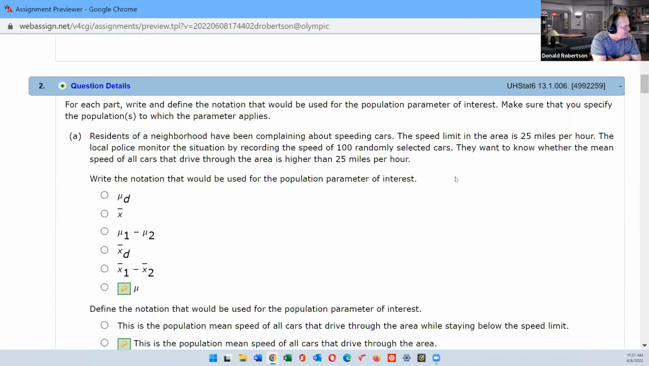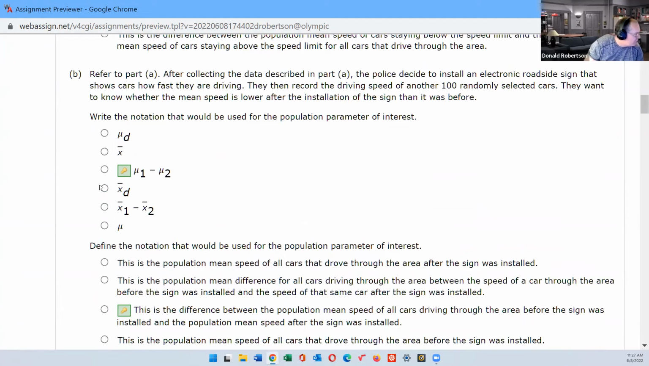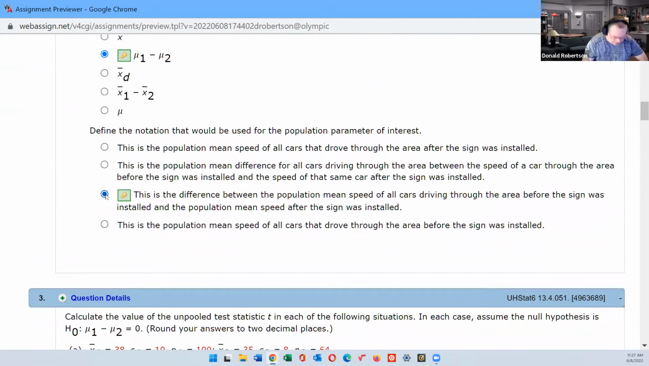For each part, write and define the notation that would be used. Okay, so in this story, the one about the speeding cars, wouldn't the population of interest be mu, meaning the mean of all cars that use that street? And this population mean of all the cars in this area, which is that answer. And suppose you wanted to do the before average and the average, wouldn't it be this guy? And that's the difference. So basically, isn't that a bit like the first step, H naught and HA, right?